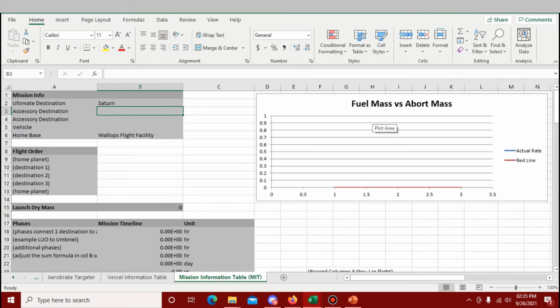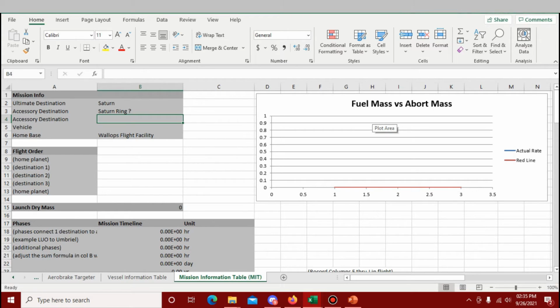Knowing this information now, we're going to begin putting it into the accessory destinations. So we actually want to put some Saturn ring in, which we're going to figure out.